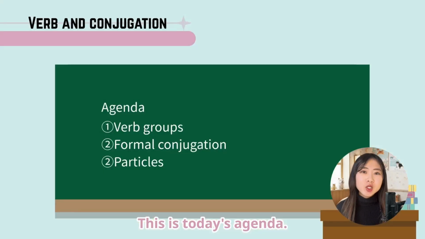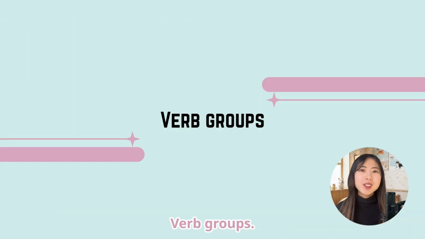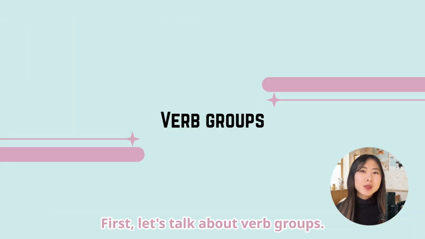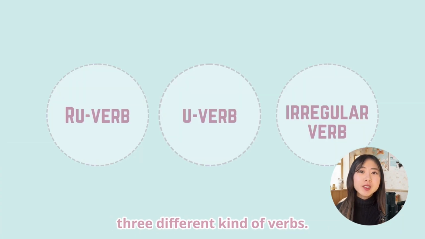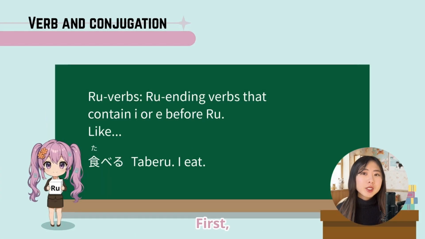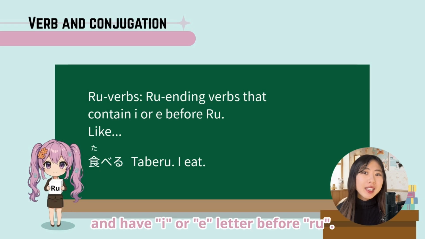This is today's agenda. Verb groups, formal conjugation, particles. Verb groups. First, let's talk about verb groups. In Japanese, we have three different kinds of verbs. First, we have root verbs. Root verbs are the verbs that end with ru and have an I or the E letter before ru.